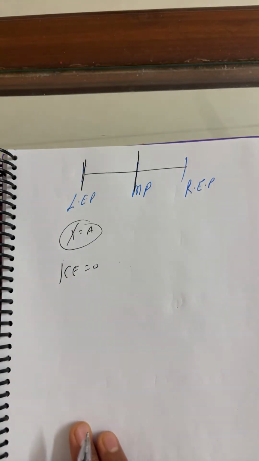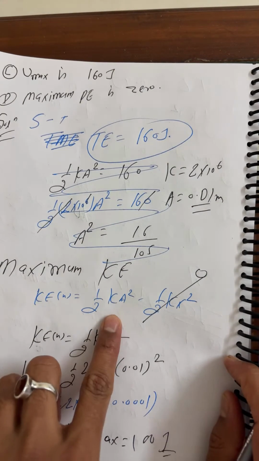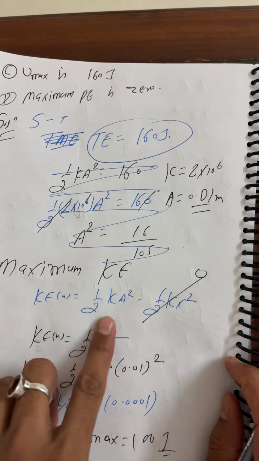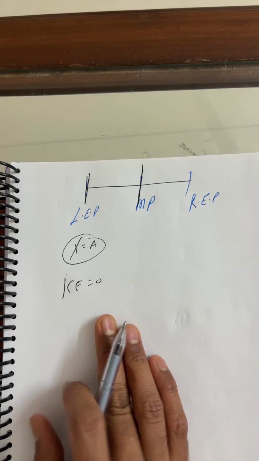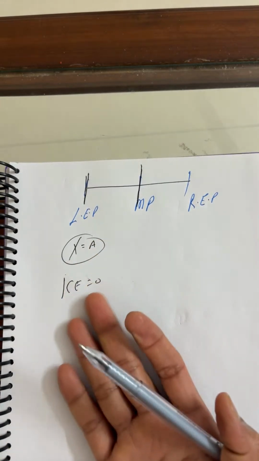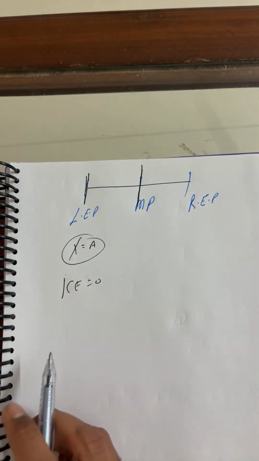Zero only. Because what's the kinetic energy? Half of Kx square, maximum. I'm talking about maximum only. So, at the extreme position, we can see it is zero here. Left extreme, right extreme, whatever, the kinetic energy is zero only.